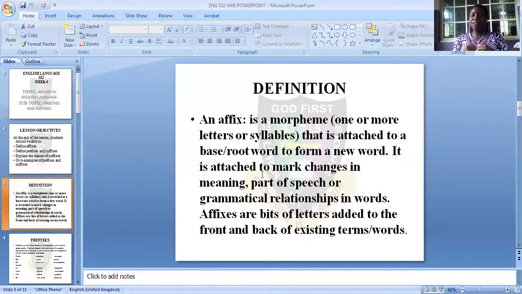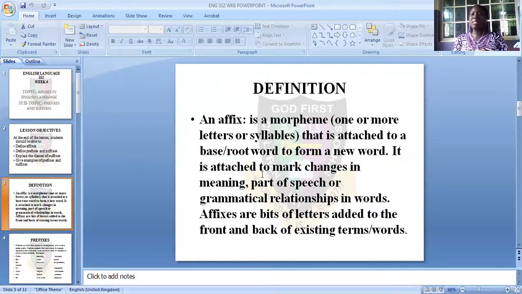What are we saying? Affixes are bits of letters added to the front and back of existing words in the English language. So we have two or three letters that we add either to the beginning of a particular word or to the end of a particular word. These letters, we call them affixes. And why do we add them? We add them to make changes to existing words, and we add them to form new words in English language.